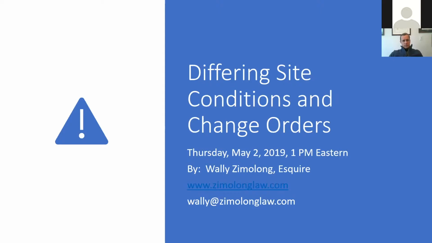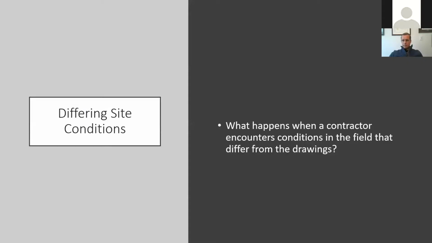We see it in the area of what are called differing site conditions and change orders, and both of those concepts are closely related. Basically, differing site conditions is what happens when, if you're a contractor performing work on a project, you encounter conditions in the field that differ from the drawings that you were provided, or what was represented to you, or something that you just couldn't reasonably anticipate encountering on a project.